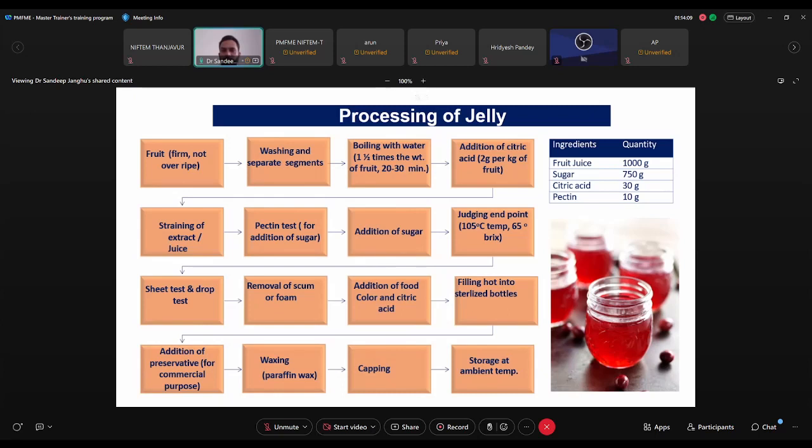Jelly: the major difference between jelly and jam is the raw material. Jelly is mainly made from fruit juice, while jam is made from pulp; in some cases we use juice or extract. On the right-hand side you can see the recipe for jelly preparation: juice almost 1 kg, 750 grams of sugar. The important thing here is the selection of fruits. In jam, we put 80% ripe and 20% unripe. Jelly is clear and tangy, so we take 80% unripe and 20% ripe fruits.